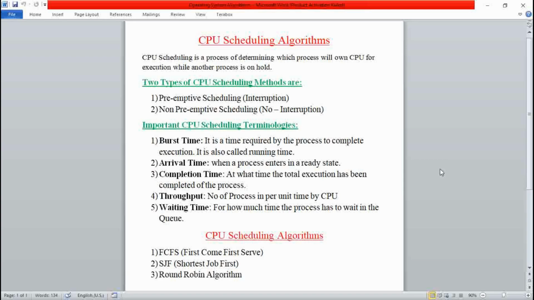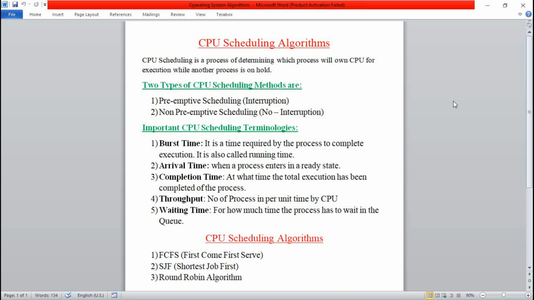I have already told you there are three CPU scheduling algorithms, which are FCFS, SJF and round robin algorithm. I'm going to teach you all of these three algorithms one by one, so there will be three videos in this playlist. The first one will be FCFS, then SJF, then round robin algorithm. Today I am going to teach you about the second easiest algorithm of CPU scheduling, which is SJF, shortest job first. Let's jump to the numerical.